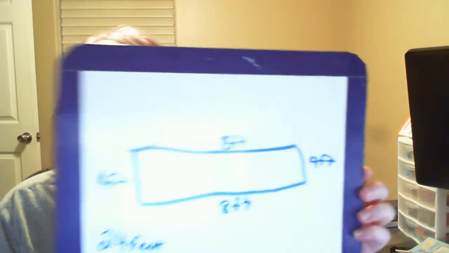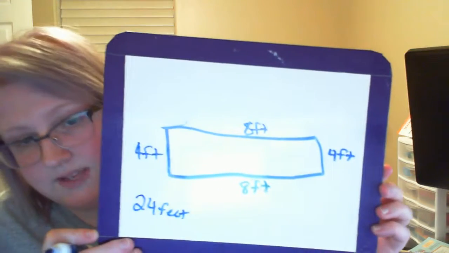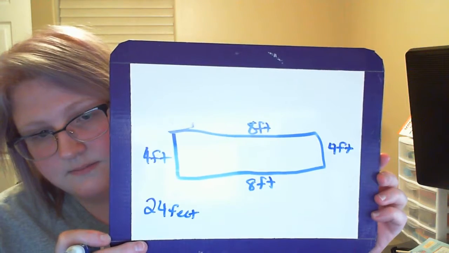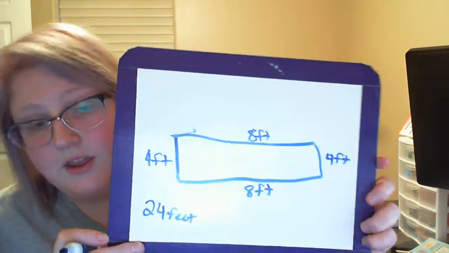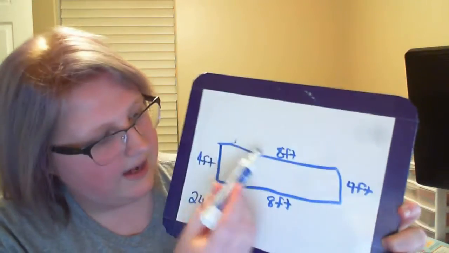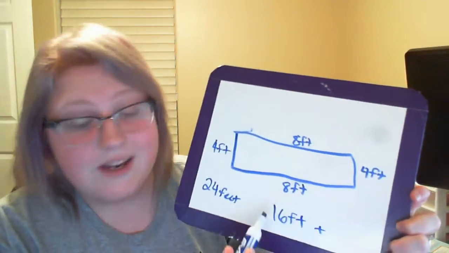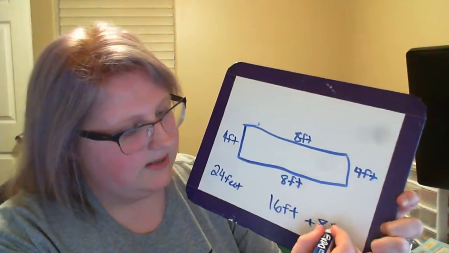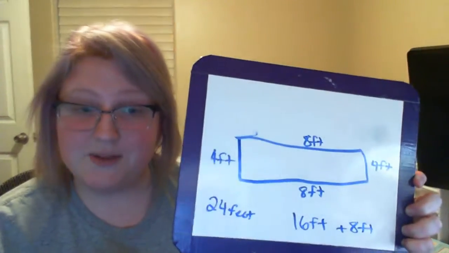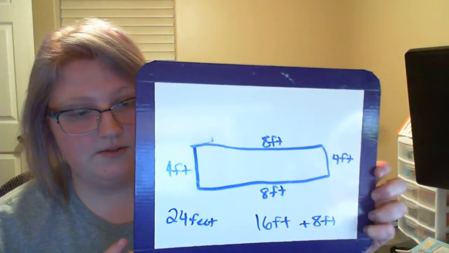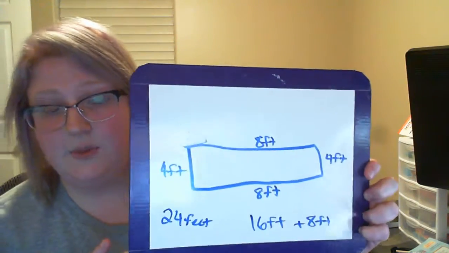Is that still 24 feet of fence? I'll give you a second to think about it. Okay. Your answer should be yes. 8 plus 8 is 16 feet, plus 4 feet plus 4 feet is 8 feet, and 16 feet plus 8 feet equals 24 feet. So they still used all of their fence, and the fence is a little bit wider now. It's not as narrow, okay? But there's probably going to be a problem.